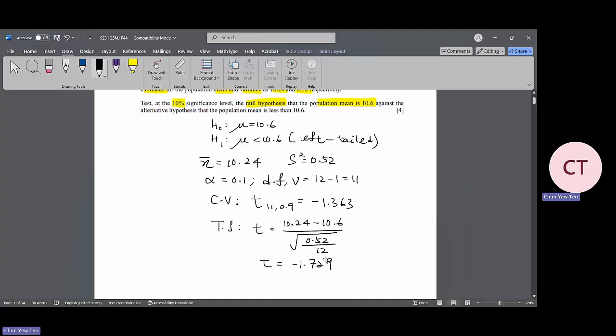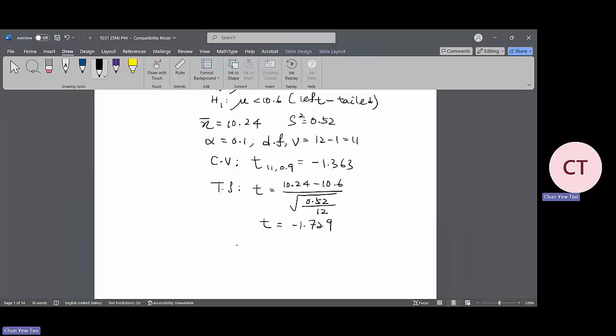You compare the test statistic, negative 1.729, you take the modulus of it, and you take the modulus of the critical value so that you compare only the positive values. You can see that the test statistic is greater than the critical value. Therefore, you will reject H0. I mean, this is greater than this. Reject H0.